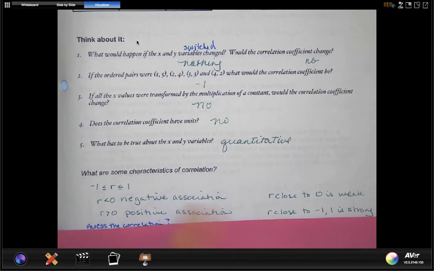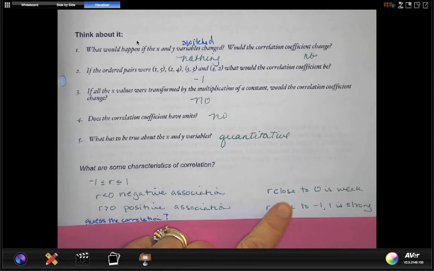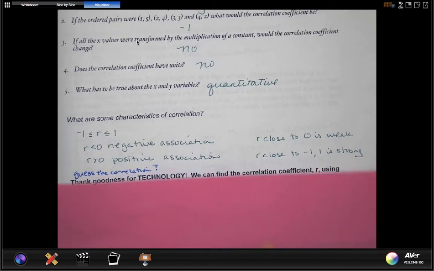If it's less than 0, it's a negative association. Greater than 0, it's a positive association. If it's close to 0, it's weak. Close to -1 or 1, it's strong.